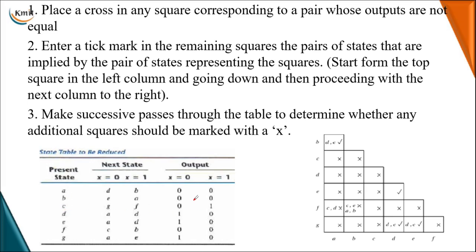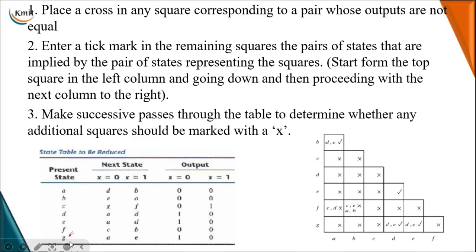So AC, let me check the outputs. Outputs for the C state are 0 1, for the A state 0 0. Since there is a difference at x equal to 1, A is not compatible with C. So we put the cross mark there. Next, is A compatible with D or not? Check it. 0 0 output, here 1 0. So not compatible. Next, E is also 1 0, so not compatible.